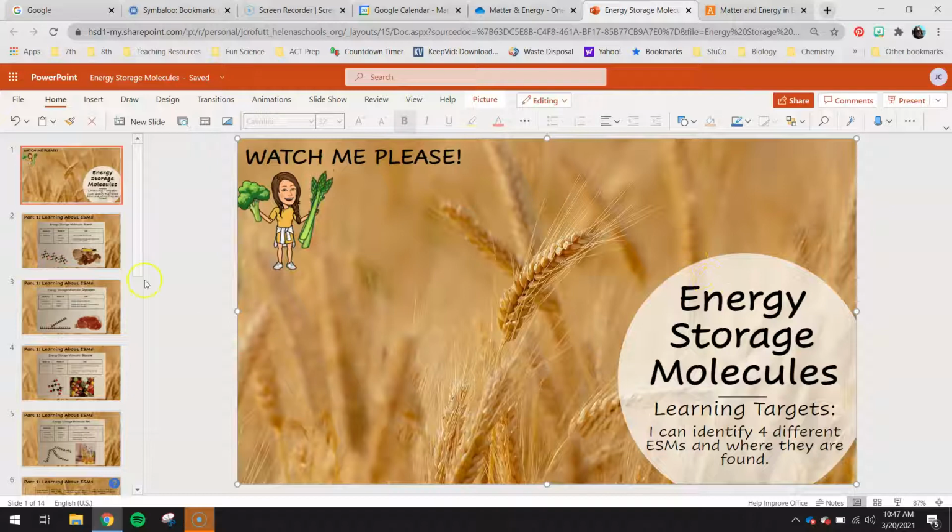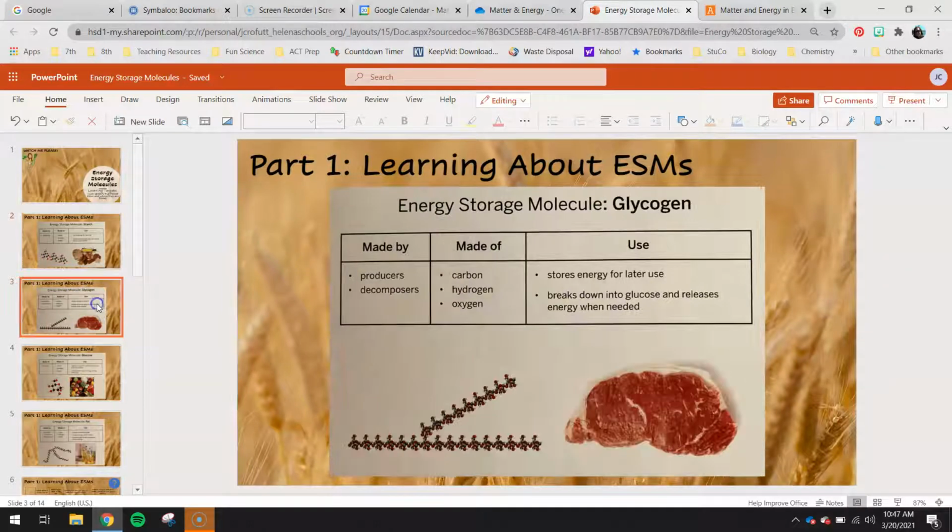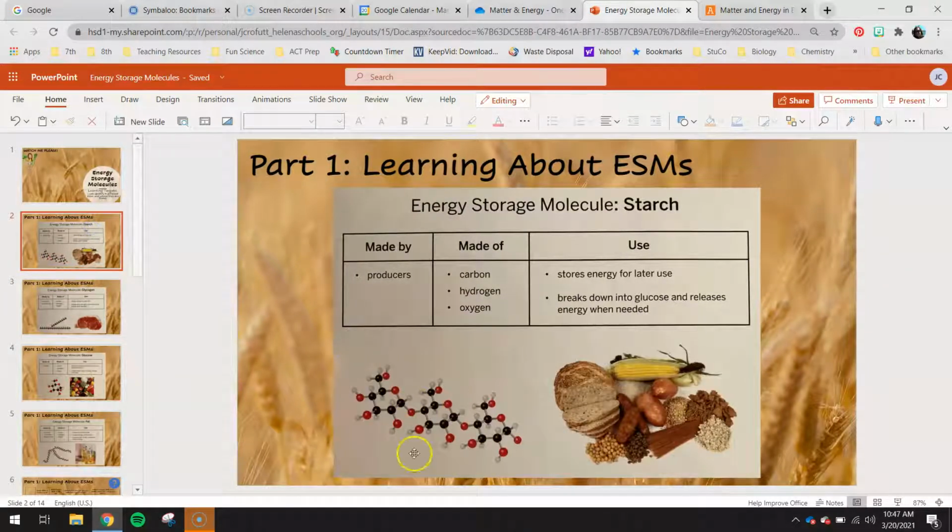Okay, so for your warm-up today, you first need to start by reading these little energy storage molecule cards. The first one on slide 2 is starch. You can see who makes it, what it's made of, and what it's used for. You can also see a picture of the structure as well as some foods you would find starch in. So it looks like we have a lot of pastas, breads, corns, things like that.